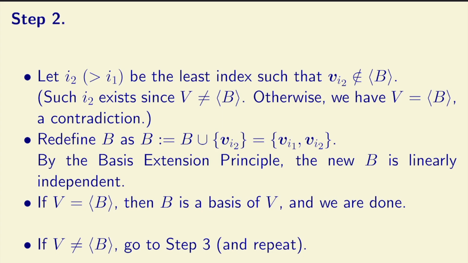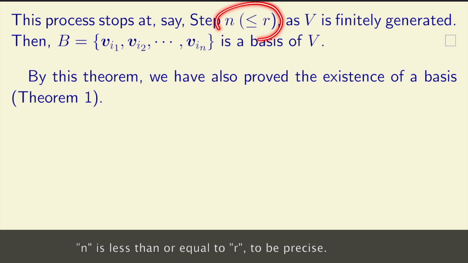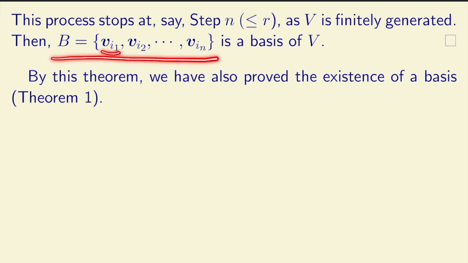Precisely. This process stops at, say, step n, which is less than or equal to r, as V is finitely generated. Then the set B, consisting of vi1, vi2, and so on up to vin, is a basis of V. By this theorem, we have also proved the existence of a basis. So, we are guaranteed to find a basis within the original generating set. That's brilliant. And this also proves Theorem 1, the existence of a basis, since we started with a finitely generated space. Exactly. This theorem is a constructive proof for the existence of a basis.